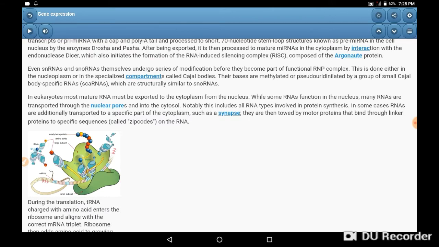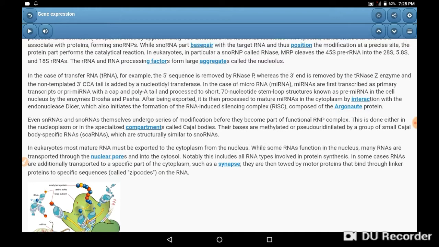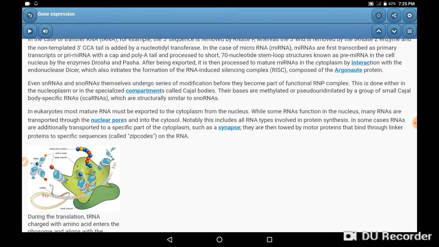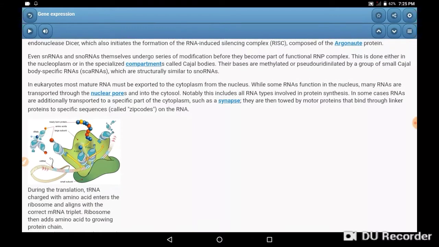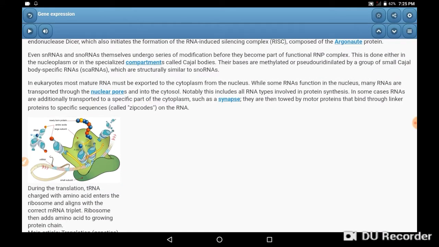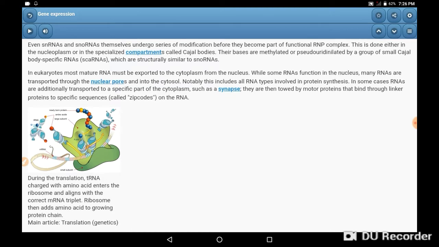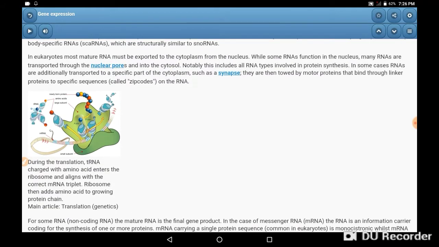While some RNAs function in the nucleus, many RNAs are transported through the nuclear pores and into the cytosol. Notably, this includes all RNA types involved in protein synthesis. In some cases, RNAs are additionally transported to a specific part of the cytoplasm, such as a synapse. They are then towed by motor proteins that bind through linker proteins to specific sequences called zip codes on the RNA.